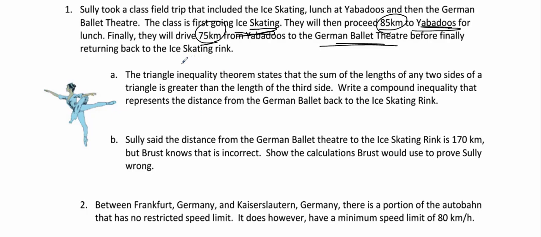So part A basically says I want to use the triangle inequality theorem. Remember, it states that the sum of the lengths of any two sides of a triangle is greater than the length of the third side. What that means is, if you take two sides of a triangle and add them up, it should give you longer than the third side. It has to, otherwise they don't actually touch and it wouldn't be considered a triangle. So I want to make a triangle with all of these things here.